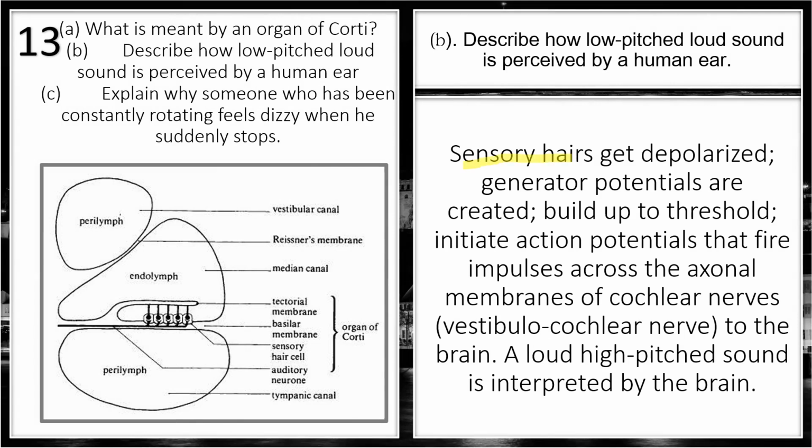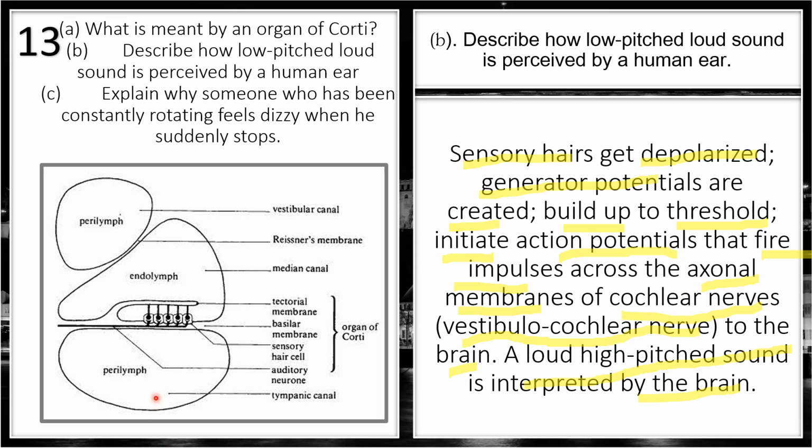The sensory hairs get depolarized. A generator potential is created. It builds up to a threshold and initiates an action potential that fires an impulse across the axonal membrane to the cochlear nerves, the vestibulocochlear nerve, to the brain. A loud low-pitched sound is interpreted by the brain.